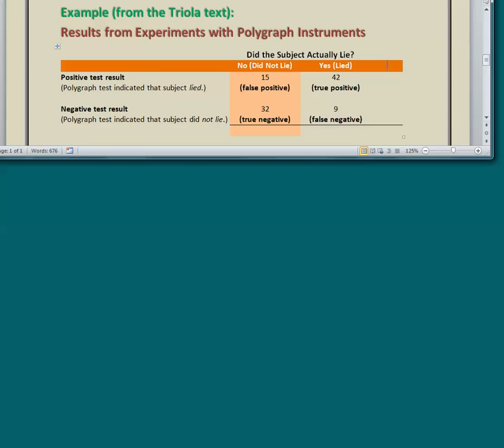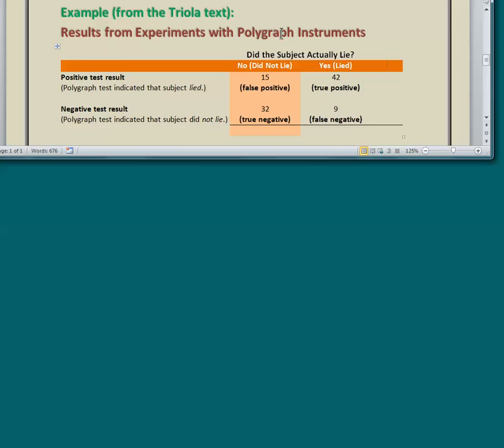So this is the problem that we are going to answer a number of probability questions about. And this problem or example comes right from the Triola textbook. It's called Results from Experiments with Polygraph Instruments. Now, before we start answering questions, we're going to take some time to make sure we understand what this table is telling us, because for many students, they have no experience reading tables like this, and they're not sure how to make sense of them. So we're going to take some time and make sure we understand what's going on in this table.